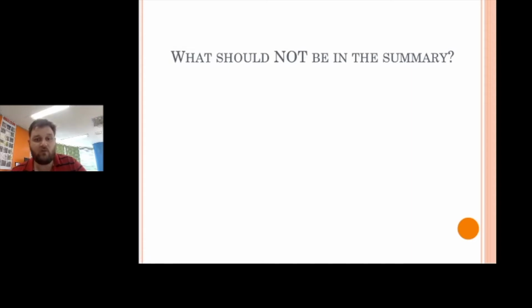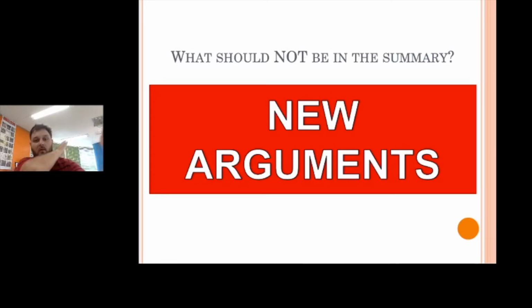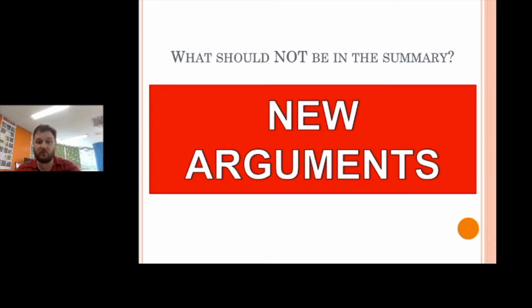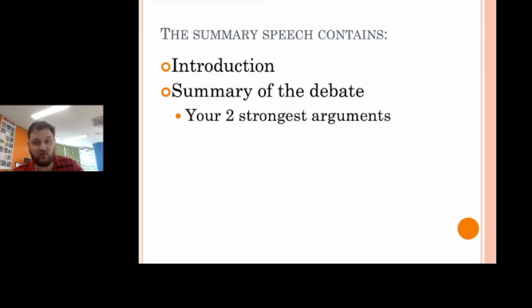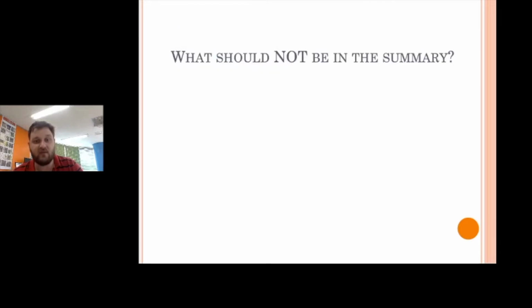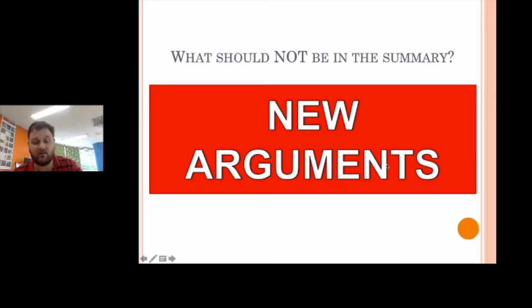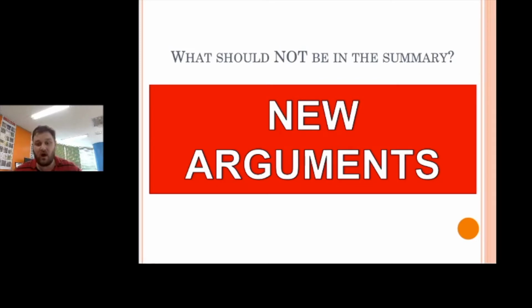But before we go any further, what should not be in the summary? No new arguments. Remember, it's your two strongest arguments and your opponent's weakest arguments. Every year when it comes to performance tests, there's always one or two students who add new arguments. Don't add any new arguments. I can't make this any clearer. How many new arguments should you have? Zero. So no new arguments.